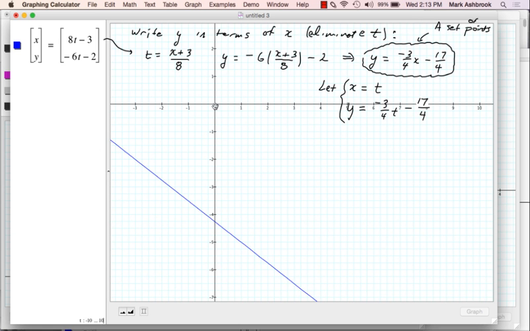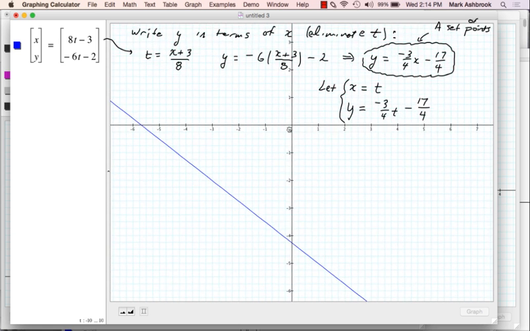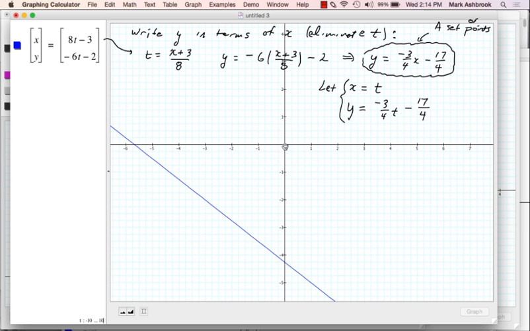Okay, so here is this line, negative 3/4 x minus 17/4. But I'm graphing it as that first parametric function that we started with. Now if I graph that line, in red I will graph the line y equals negative 3/4 x minus 17/4.